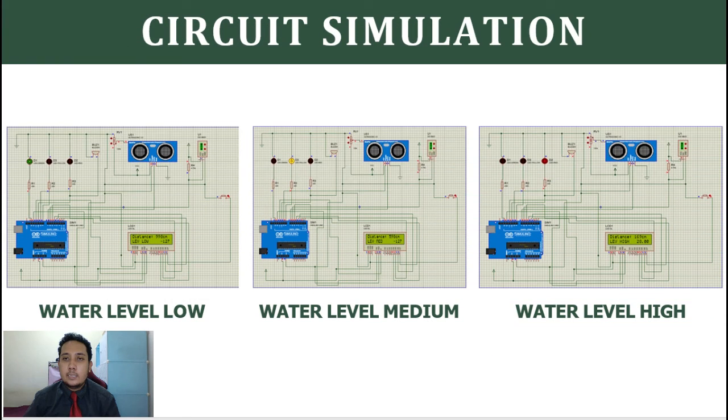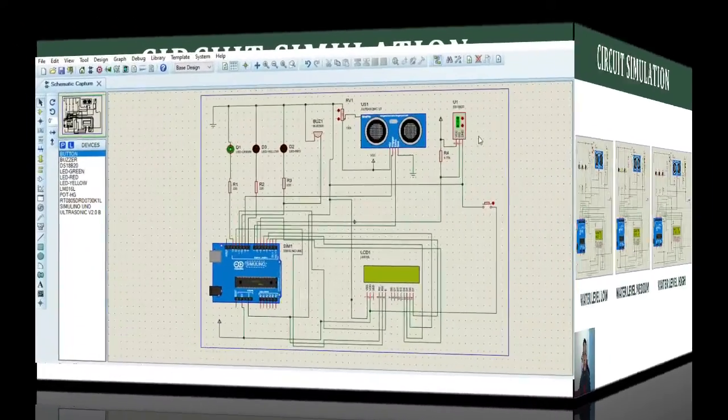Okay, as we can see here, this is the initial circuit simulation for this project. There are three figures. The first figure is water level low, the second figure is water level medium, and the third figure is water level high. So I will show you how it works by using Proteus.